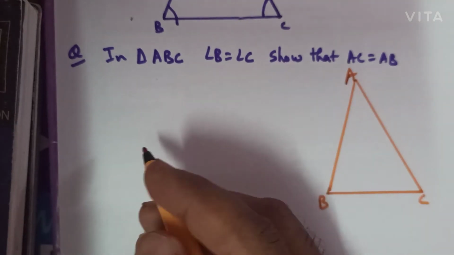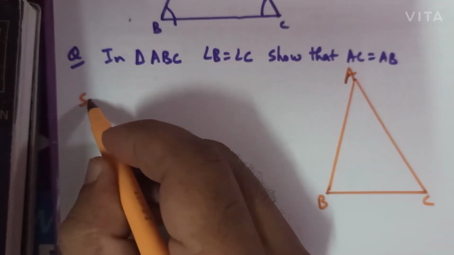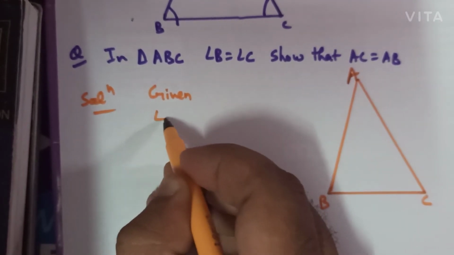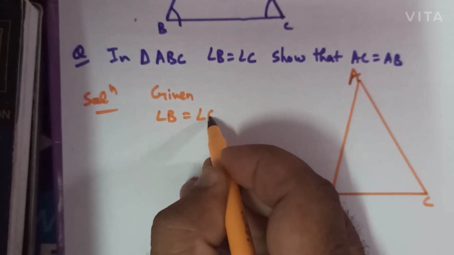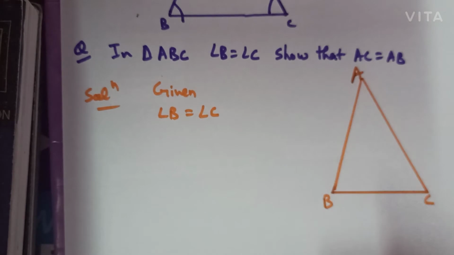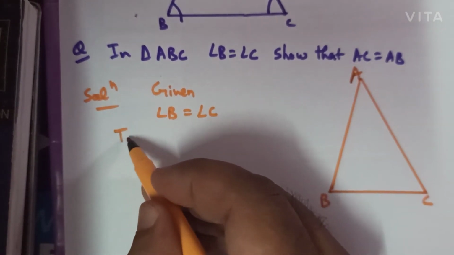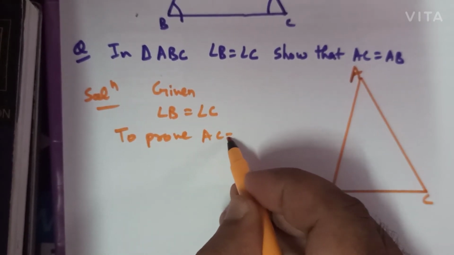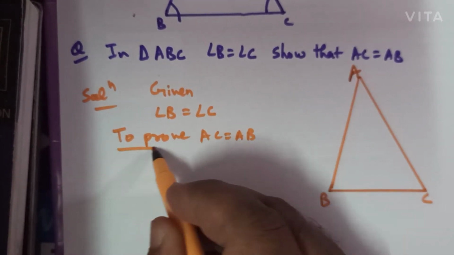So we will write here, given: angle B is equal to angle C. This is given to us. Again we will do the same thing. First we will write what we have to prove. To prove: AC equals AB. This we need to prove.